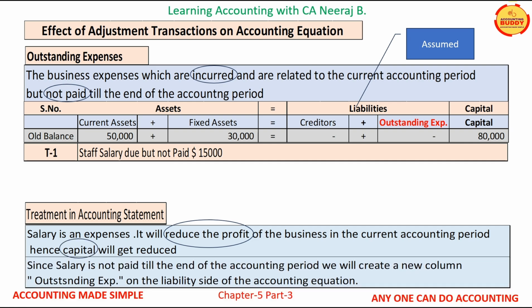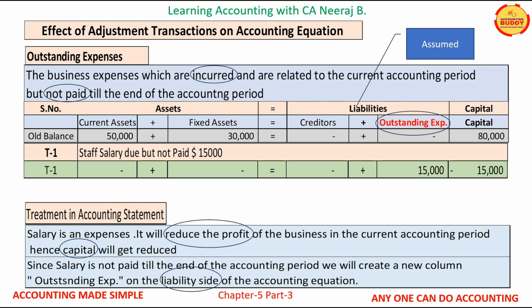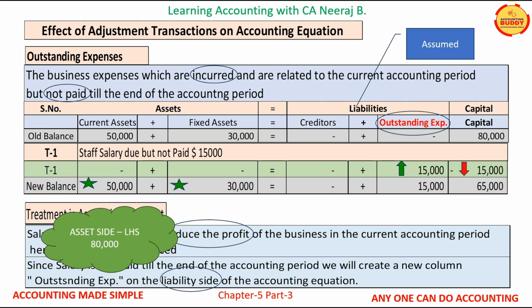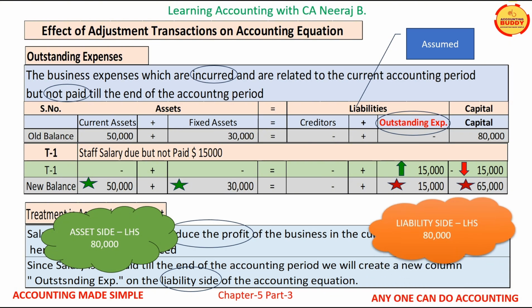Since salary is not paid till the end of the accounting period, create a new column outstanding expenses on the right hand side of the accounting equation. The effect of this equation will be on the liability and capital, which are both on the right hand side of the accounting equation. The outstanding expenses will increase by $15,000 and the capital will reduce by $15,000. Post the outstanding expense transaction, the new accounting equation will have 50,000 cash, 30,000 fixed assets, totaling to 80,000 of the total assets. And on the right hand side, we have 15,000 of liabilities and a capital of 65,000.